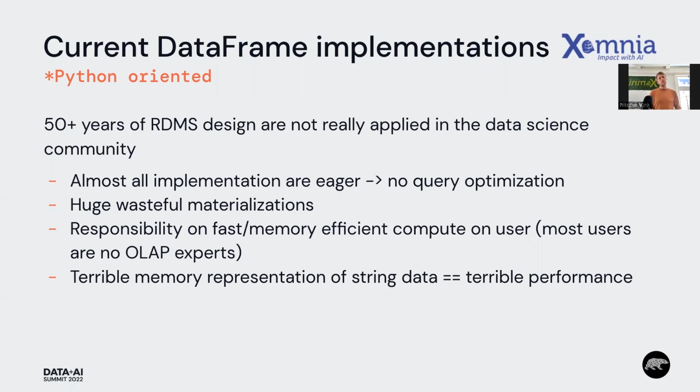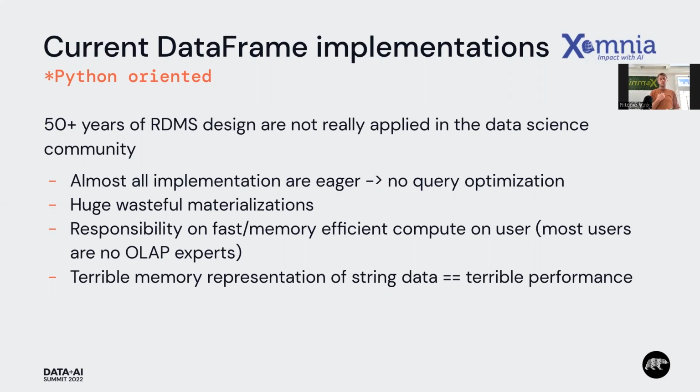I want to talk a bit first about why Polars, and I want to do that by looking at current DataFrame implementations in Python. This is Python oriented, but the same may apply to other languages as well. One of the problems is that approximately 50 years of relational database design and research is not really applied in the data science community, as in not in the single machine tools. It is in big data tools because there you have to. But on the single machine tools, it's not really the case.